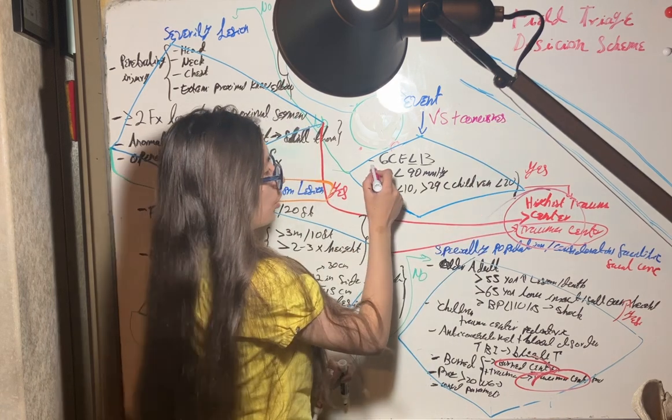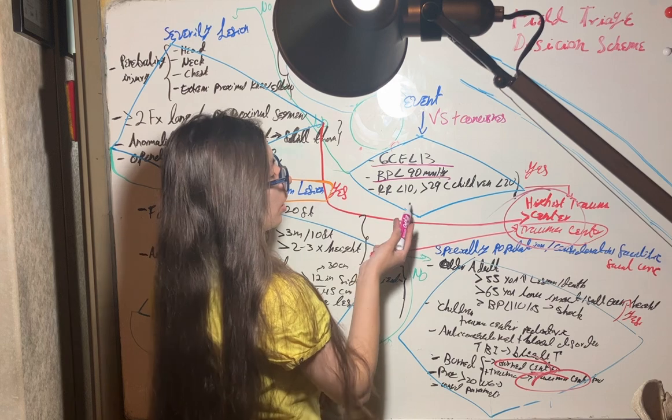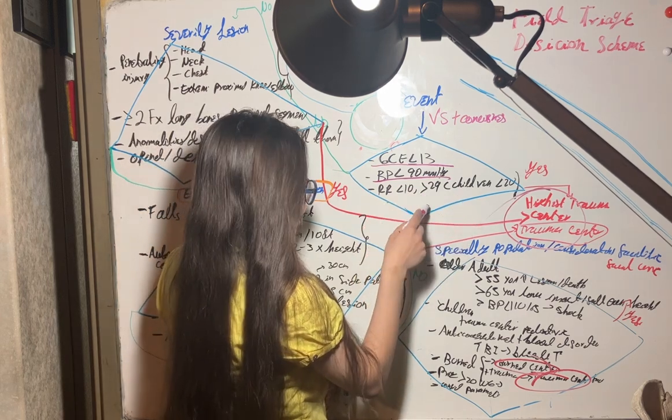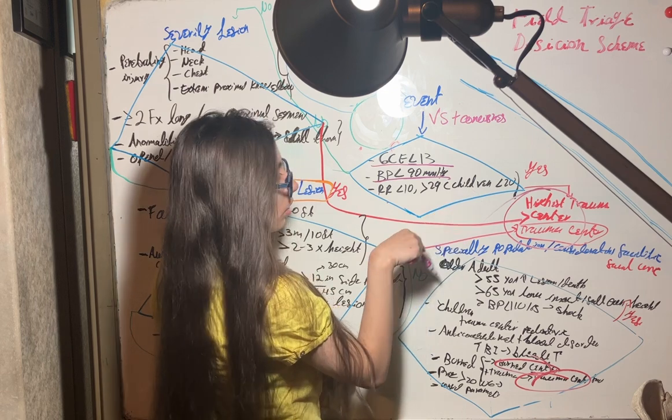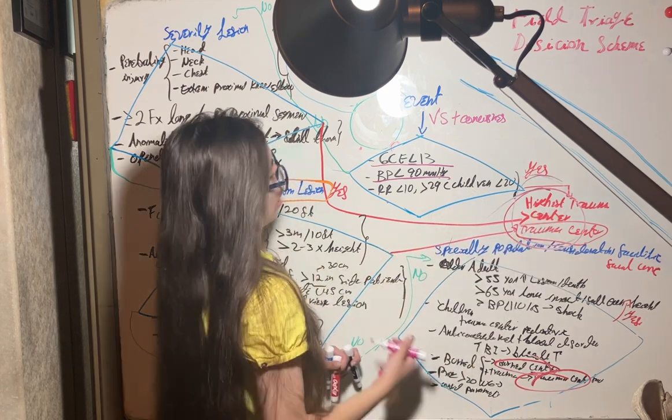If Glasgow Coma Scale less than 13, blood pressure less than 90, or respiratory rate less than 10 or greater than 29 in an adult, or less than 20 in children, the patient should be transferred to the highest trauma center.